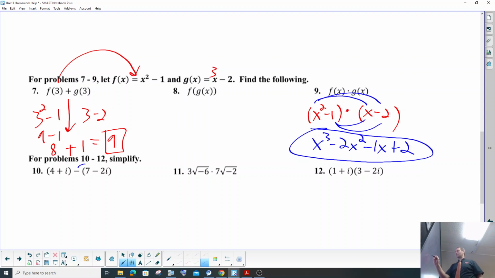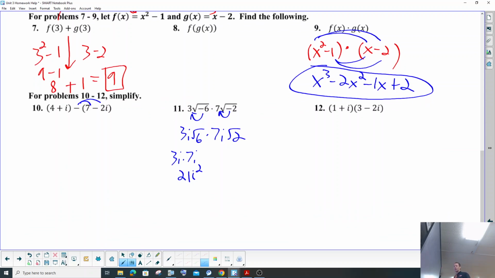Number 10, do you remember how to do 10? Distribute the negative. Number 11, you have to pull out the i first. So pull out an i, so we get 3i radical 6 times 7i radical 2. Now we can multiply them. So 3i times 7i is 21i squared. What does i squared mean again? Yep, it becomes a negative 1. So 21 times negative 1 is a negative 21.